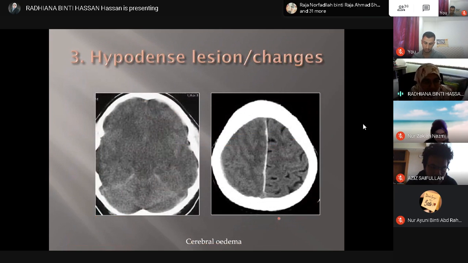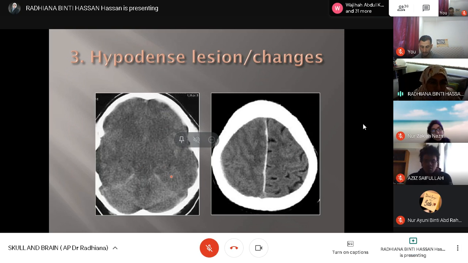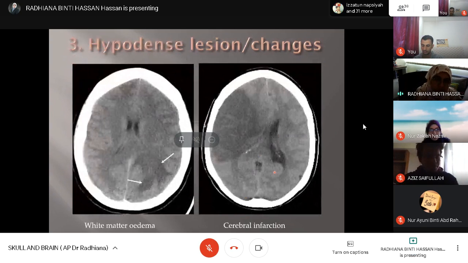So we go next to hypodense changes or lesions. So if the hypodensity is involving both sides of the brain like this or very generalized, sometimes it's very, very difficult for you to diagnose. But if it involves one side only, then it's easier because you can compare.